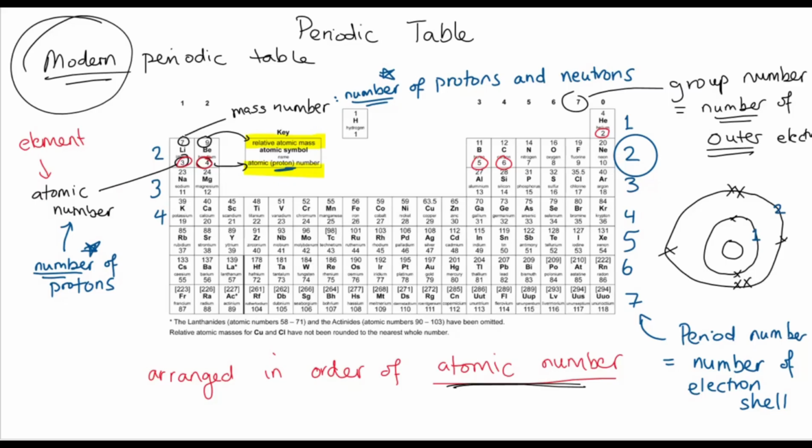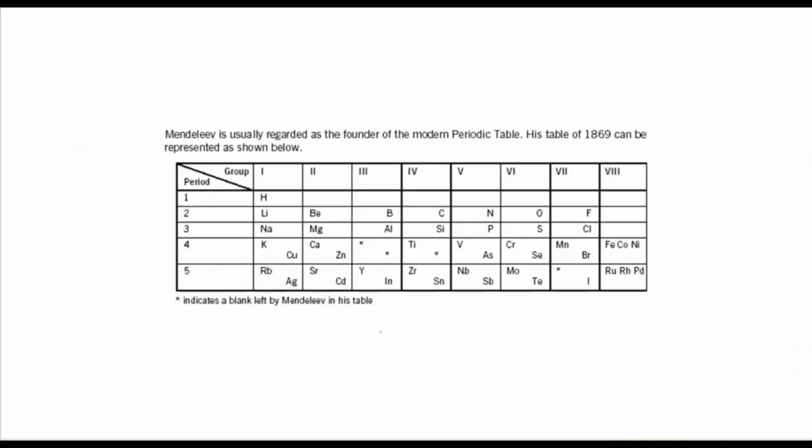Hi everyone. So last lesson we looked at the modern periodic table, and in this lesson we're going to be looking at Mendeleev's older periodic table version. So Mendeleev, you need to know his name. He's the person who came up with the first model of the periodic table, right? He's the founder of the modern periodic table.